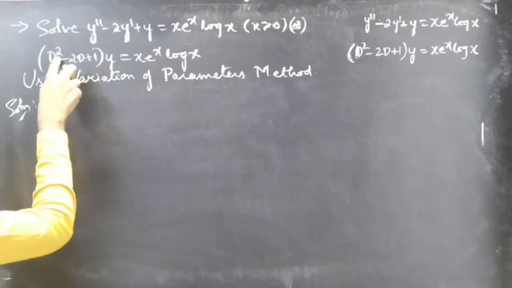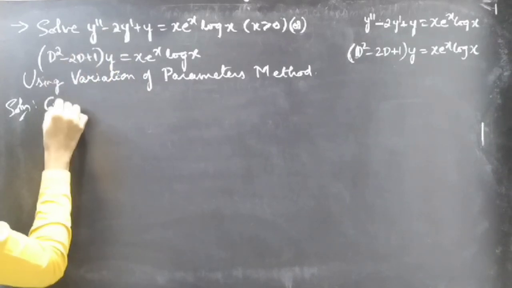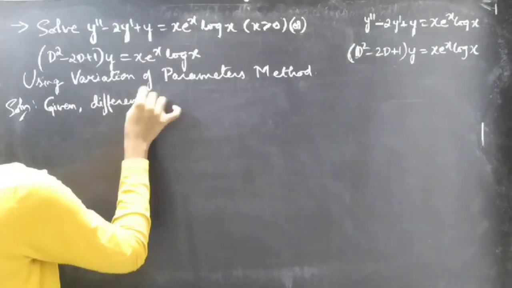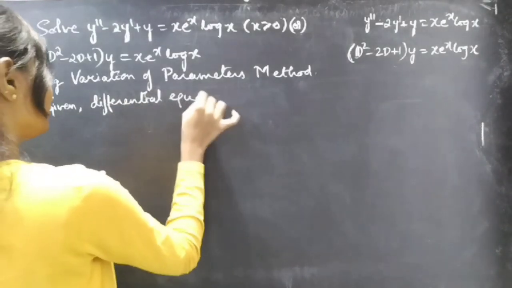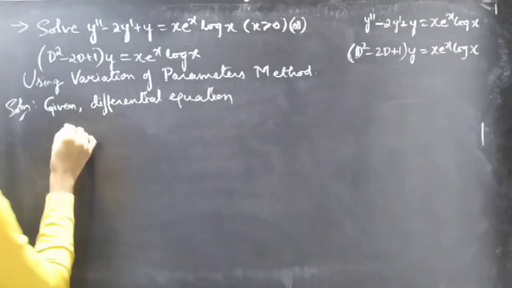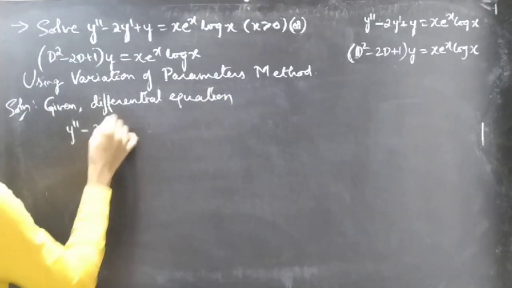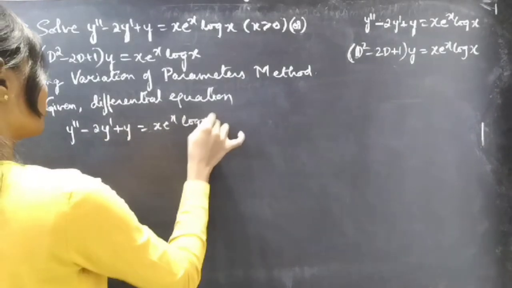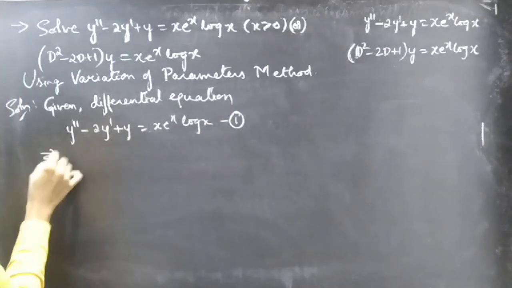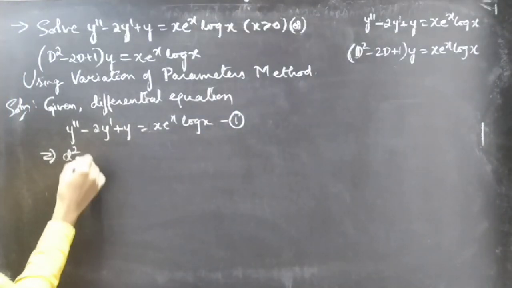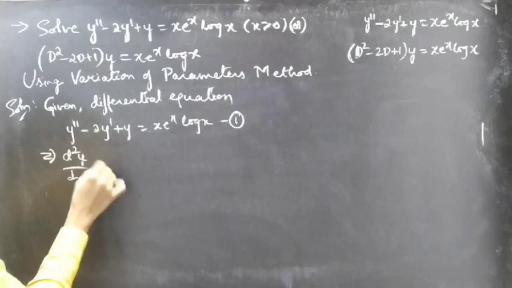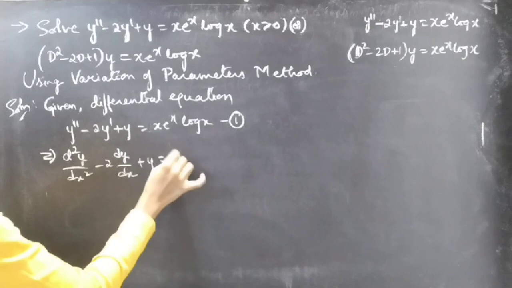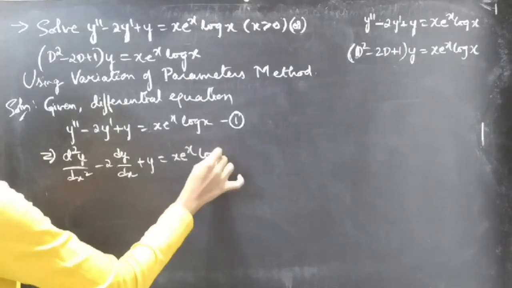We are given a differential equation of order 2. Given differential equation, y'' - 2y' + y = x e^x log x. Consider as equation 1. We can write y'' as d²y/dx² minus 2 into dy/dx, writing y' as dy/dx, plus y equal to x e^x log x.